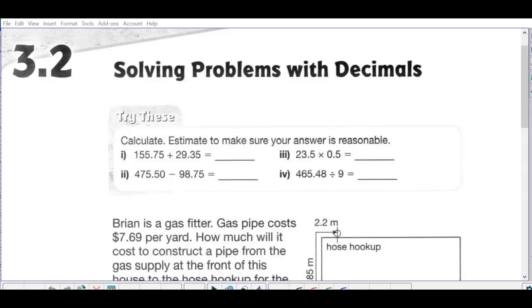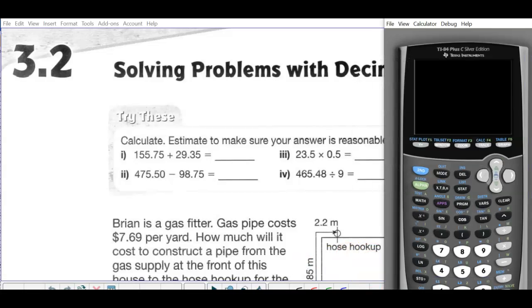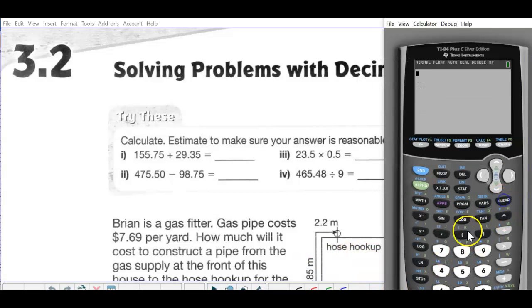3.2, solving problems with decimals. This chapter, you have a calculator available. You can use it. So to try these really with a calculator, this shouldn't be a problem at all. So let's quickly go through those.